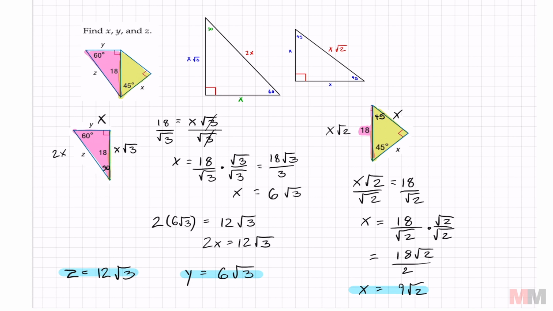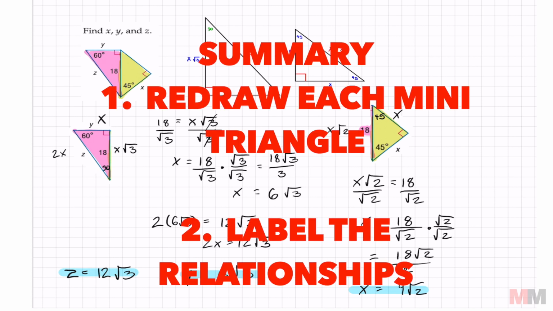Just to sum up what we did, if you can, redraw the triangles and then label each side of the triangle, and you got to make sure that you know the relationships between those two special right triangles.